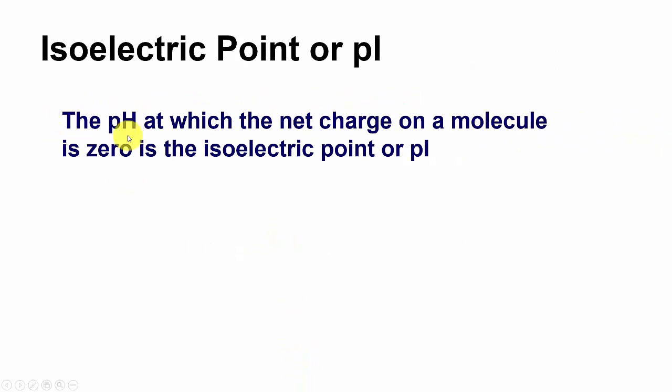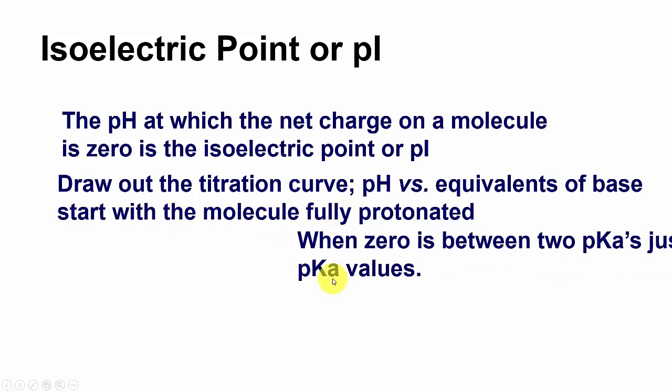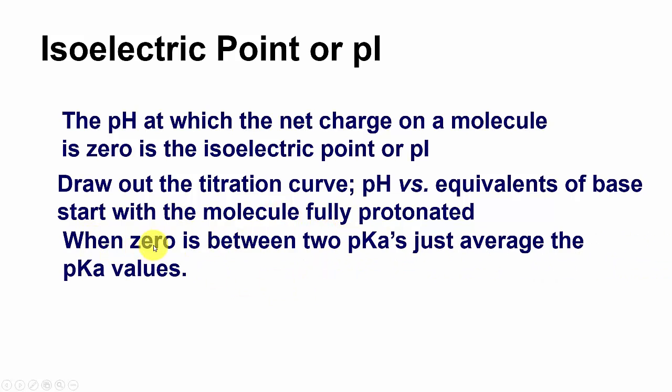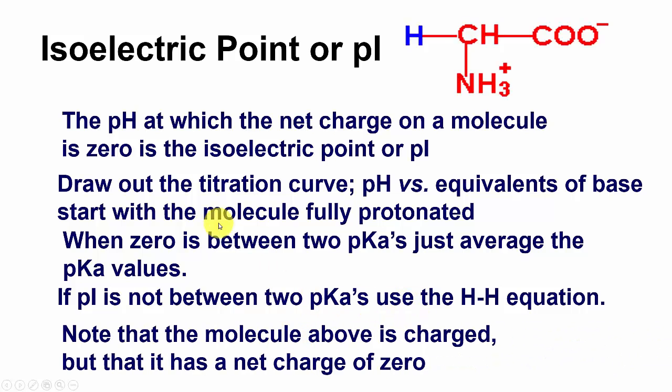Isoelectric point, or PI. The pH at which the net charge on a molecule is 0 is the isoelectric point, or PI. Draw out the titration curve, pH versus equivalents of base, starting with a molecule fully protonated. When 0 is between 2 pKa's, just average the 2 pKa values. If the PI is not between the 2 pKa's, use the Henderson-Hasselbalch equation. And note that this molecule is charged, but the net charge is 0, so there's a -1 here and a +1 there.